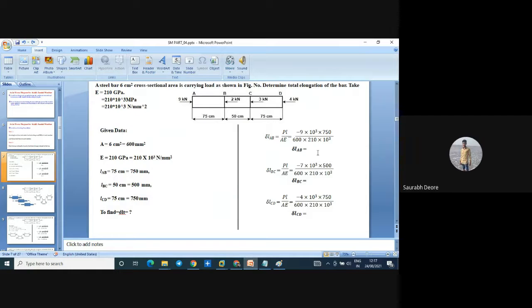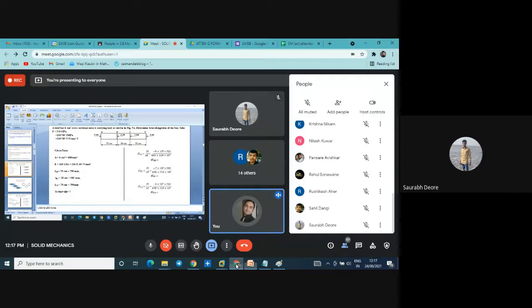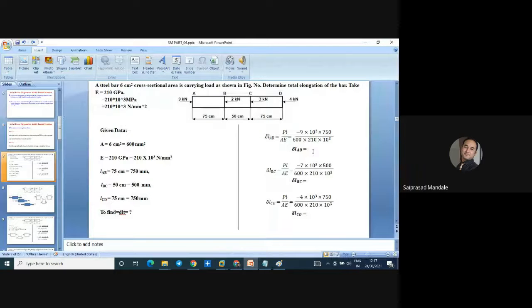Tell me. Delta AB is equal to minus 0.053. It is in mm. Yes. Delta BC is 0.027 mm. Very good. Delta CD is minus 0.023 mm. Very good.